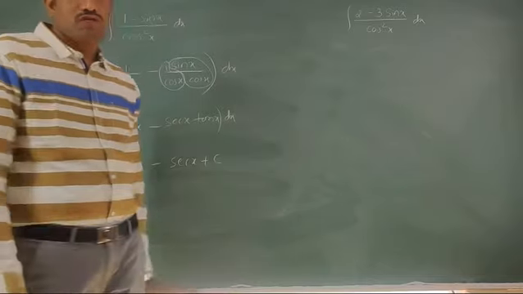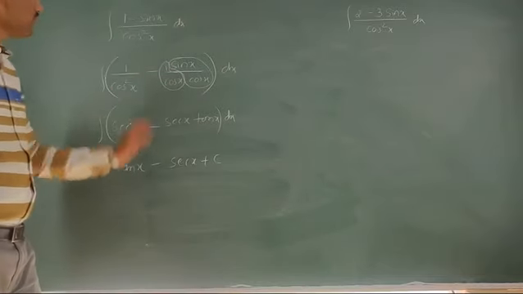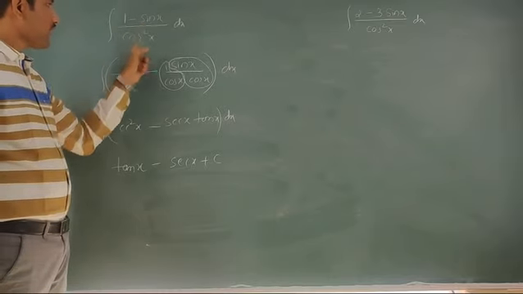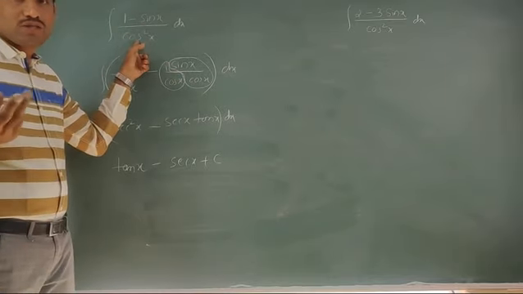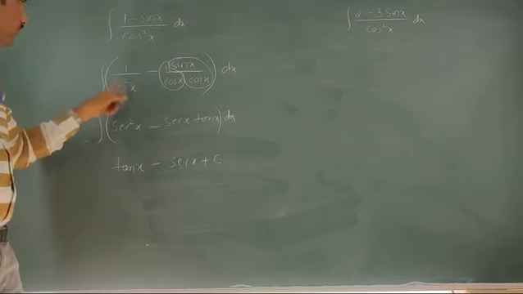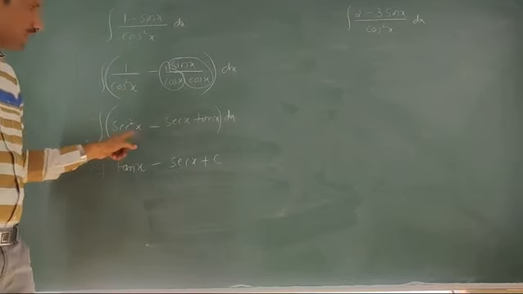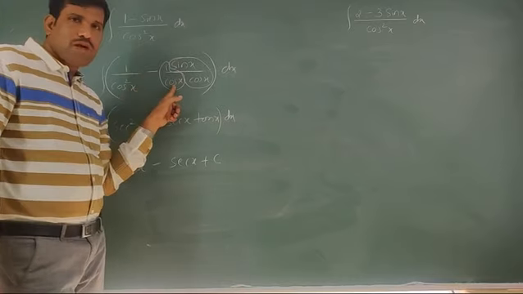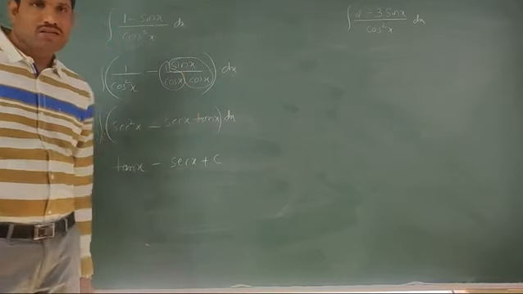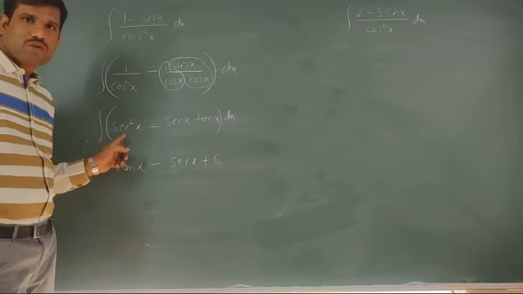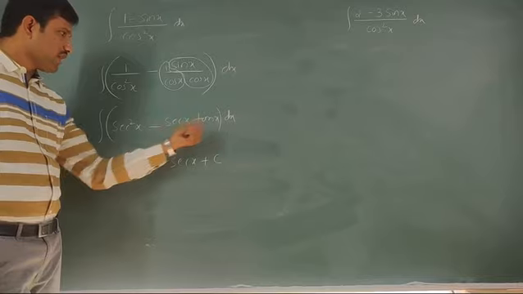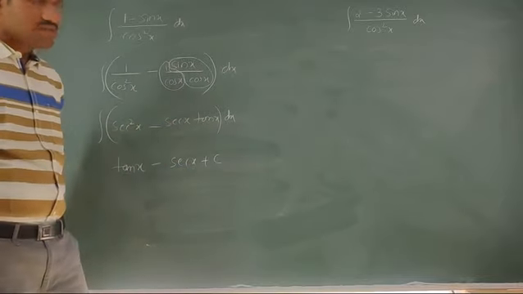Everybody should remember all the formulas, students, right? Here it is very easy, just separate the terms: 1 by cos square x minus sin x by cos square x. This cos square I am writing as cos into cos. So 1 by cos square is sec square x, minus 1 by cos, which is sec x, times sin x by cos x, which is tan x. Integration of sec square x is tan x, minus integration of sec x into tan x, which is sec x plus c.